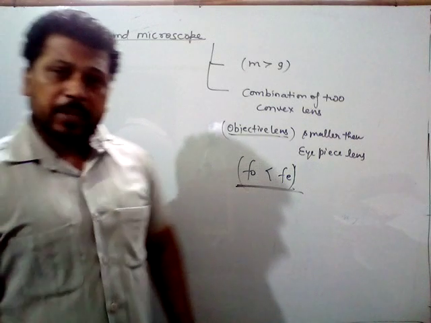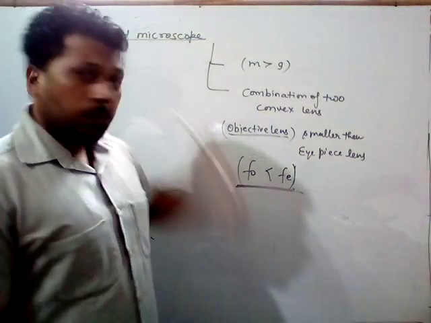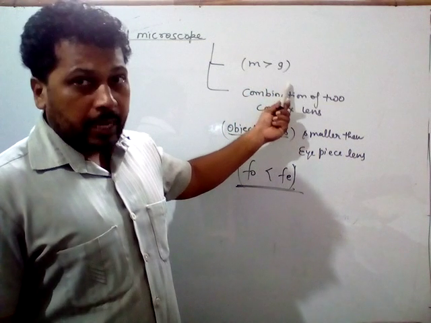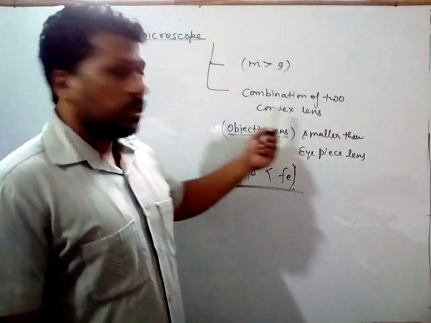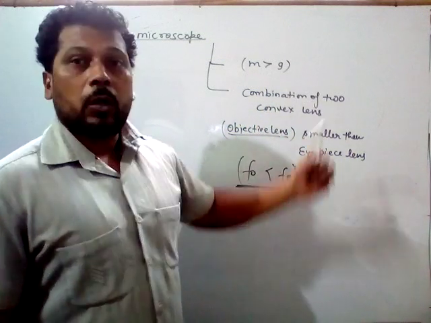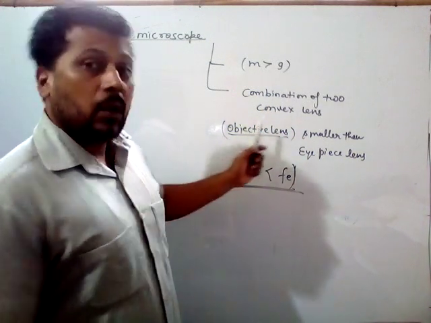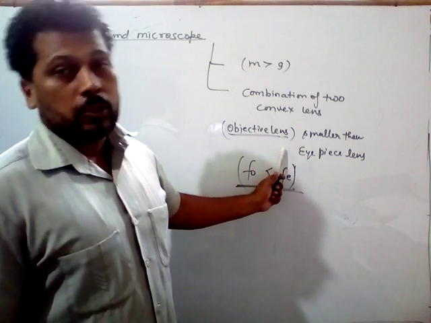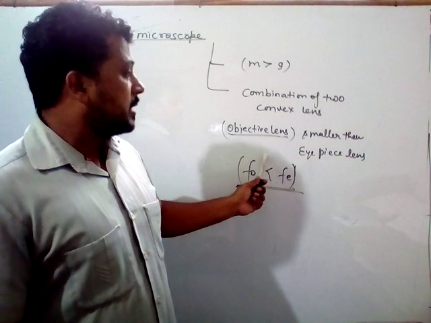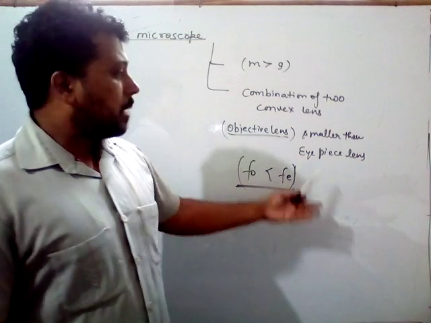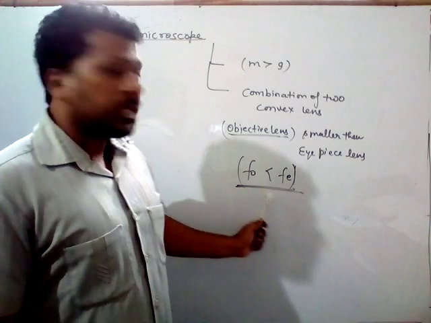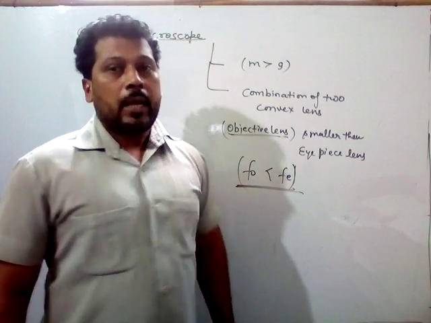So these are the specific conditions for the compound microscope. It is used for obtaining a magnifying power greater than 9, and for this we use a combination of two convex lenses, one objective lens and one eyepiece lens, where the focal length of the objective lens is smaller than the focal length of the eyepiece lens.